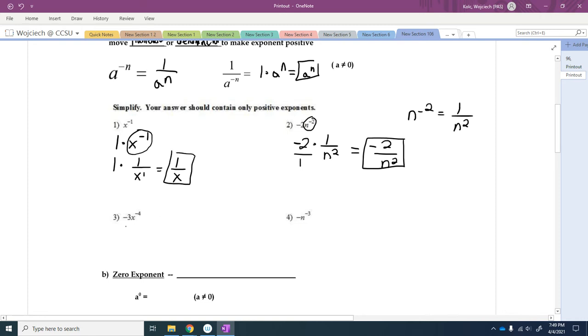Question number 3. Negative 3, you bring it down, times x to negative fourth will become 1 over x to the fourth. So the final answer will be negative 3 over x to the fourth. In example number 4, again, I recommend rewriting negative n to negative third as negative 1 times n to the negative third, which becomes negative 1 times 1 over n cubed, which becomes negative 1 over n cubed.